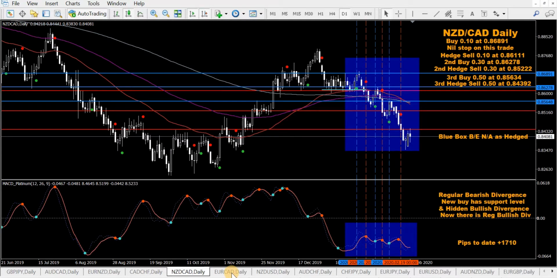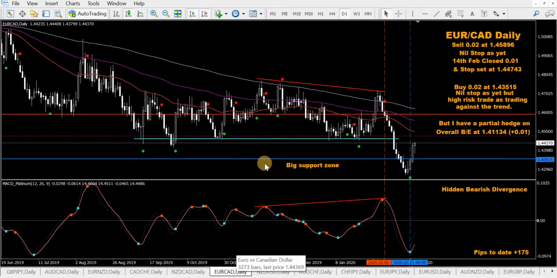Euro CAD, next one, hopefully. Right, here's the Euro CAD. Took a sell back here. You can read my notes. Already closed half. Got a stop in place for this sell, which is here, just above this big support zone in here. So the stop level, so price is heading up.